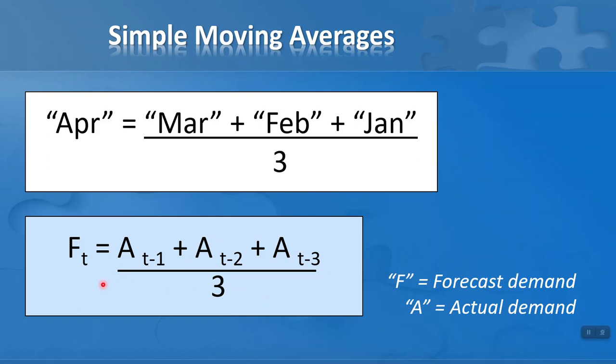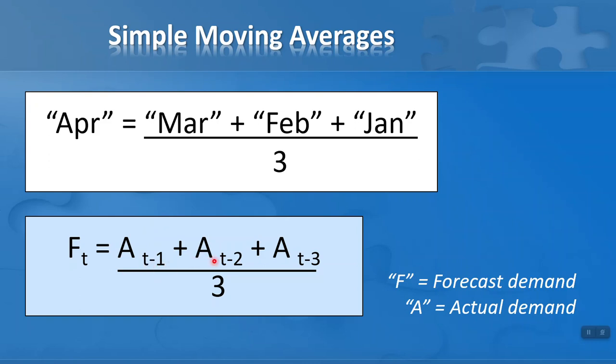So in our formula here at the bottom, the F stands for the forecasted demand and the A stands for the actual demand. So the forecasted demand for time T, and that time T is April in our example here, is equal to the actual demand for T minus 1, which is March. So now you can see why I put these backwards in the formula. The most recent time period is T minus 1.